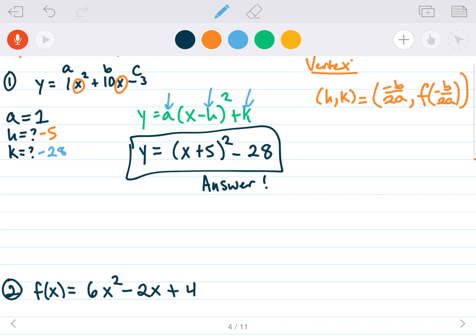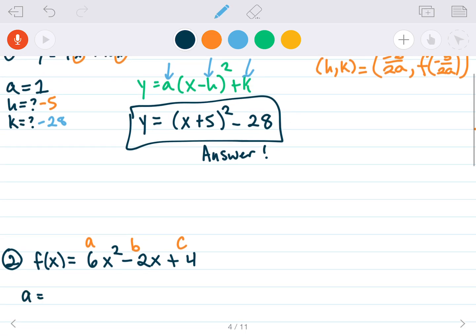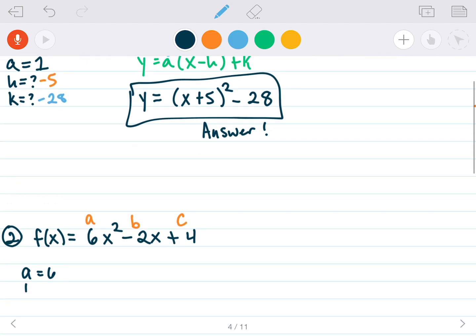So first of all, this is in standard form. We have a is 6, b is negative 2, and c is 4. So I know that in vertex form, my a is the same, so a is going to be 6 as well. Now we need to figure out what h and k are.